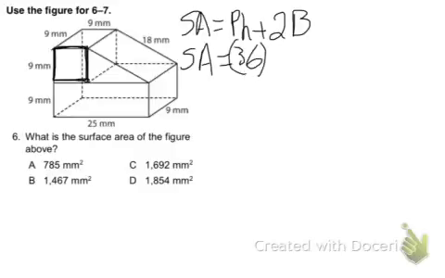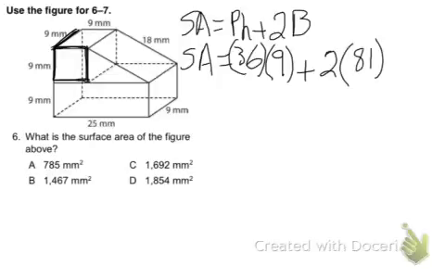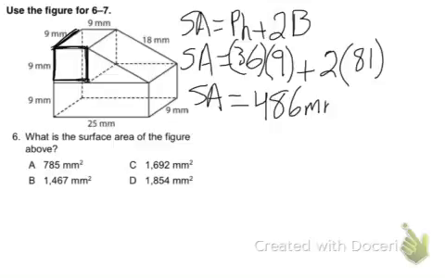To save space, we will not write the units. Times the height, how far does it go back? And that is 9. Plus 2 times the area of the base, which is 9 times 9, which is 81. To save space, I've already done it. When you multiply these out, you should get 486 square millimeters. So that is just simply for the top. We need to do this 2 more times. So I'm going to try to go a little smaller here.